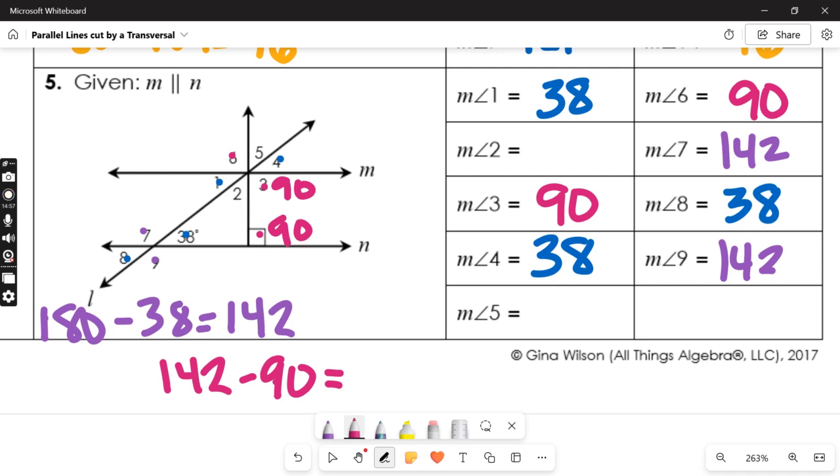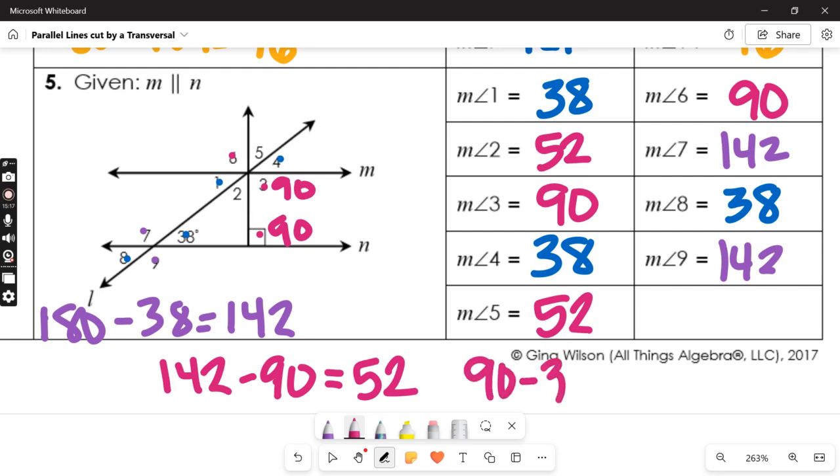So 142 minus 90 is 52. So angle 2 is 52, and angle 5 is 52. Another way you could have found that 52 is you could have said 90 minus 38. Either way. Alright, but that's it for parallel lines cut by a transversal.